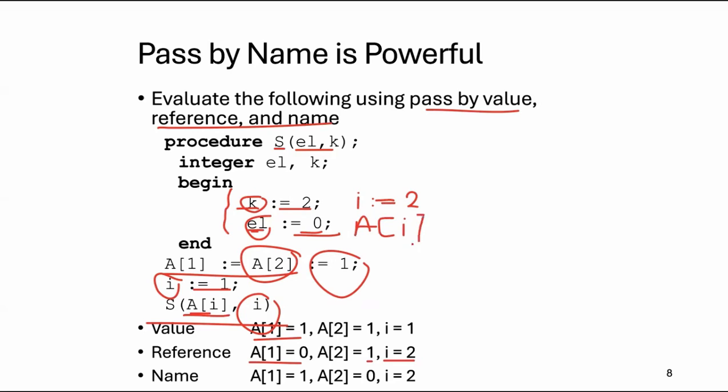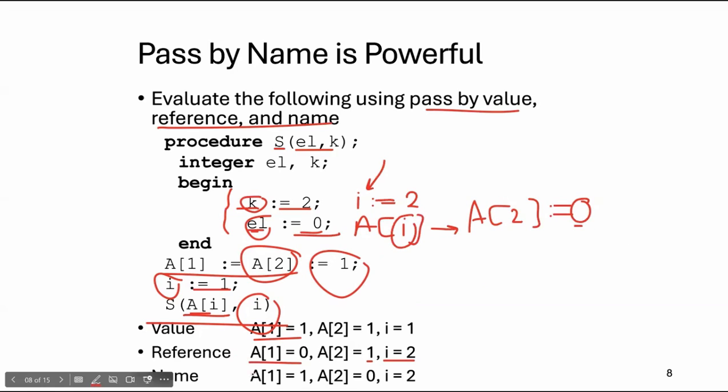And if you remember, I changed, and E of L is going to replace A of I. So that means it is A of 2 that's going to be affected. We're going to assign A of 2 to be equal to 0. So how the arrays are going to be at the end: A of 1 is going to stay the same as B of 1, A of 2 is going to be 0, and I is going to be changed to 2. Do you see there is a different behavior for each one of them?